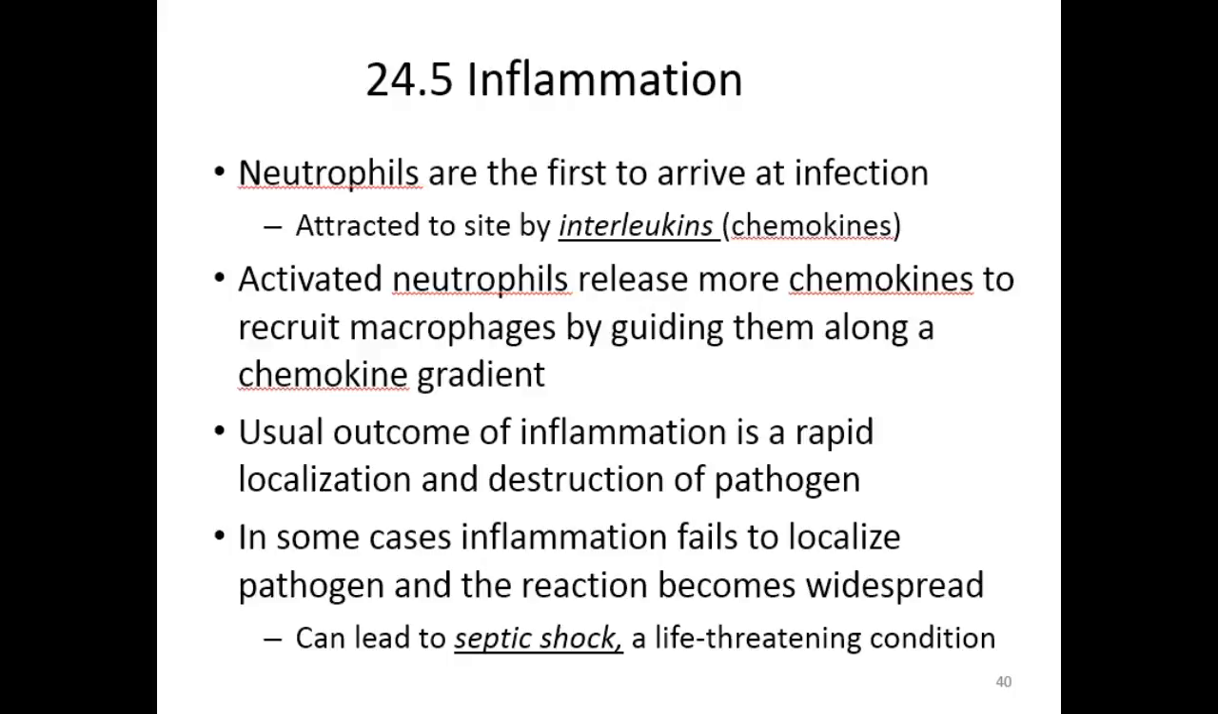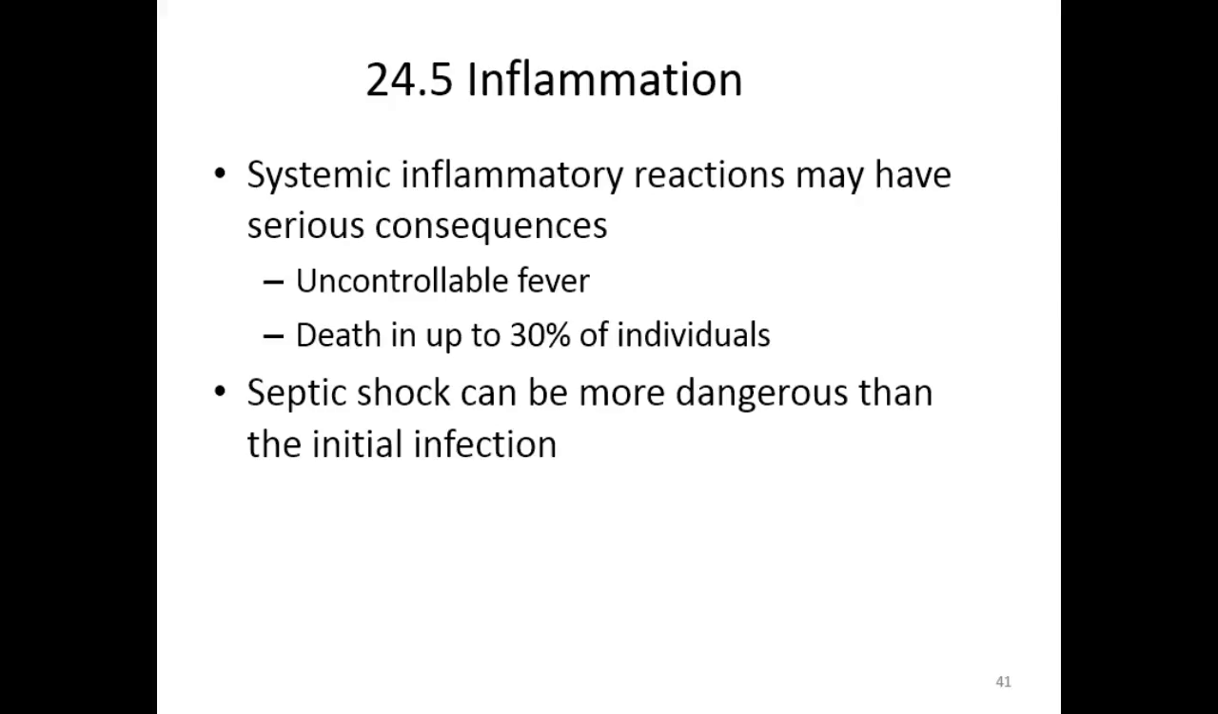In some cases, inflammation fails to localize the pathogen, and the reaction becomes widespread. This can lead to septic shock, a life-threatening condition. Not good. Right? So if you have a systemic inflammatory reaction, you can get serious consequences: uncontrollable fever, uncontrollable inflammation, drop in blood pressure, and still to this day, death of 30% of individuals that go into septic shock, though we're much better at controlling it than we were.